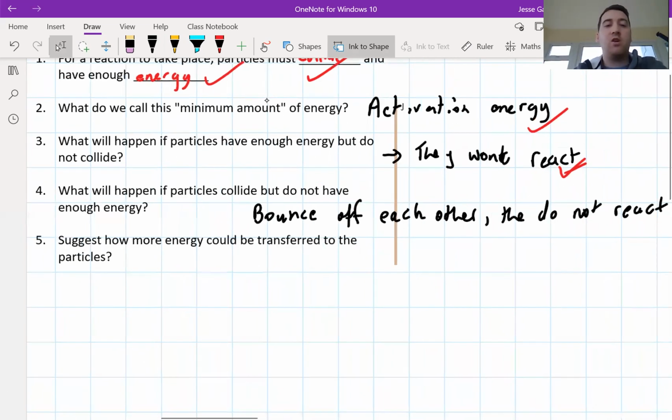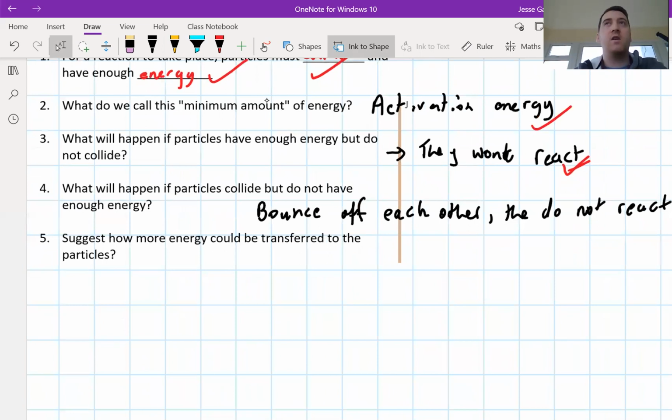Suggest how more energy could be transferred to the particles. So I know my students, by the time you watch this video, you will have learned about energy and how we can transfer energy to substances. So if we have a substance, how could we add more energy to particles in a container? Okay, we do this by heating. So well done if you said that.